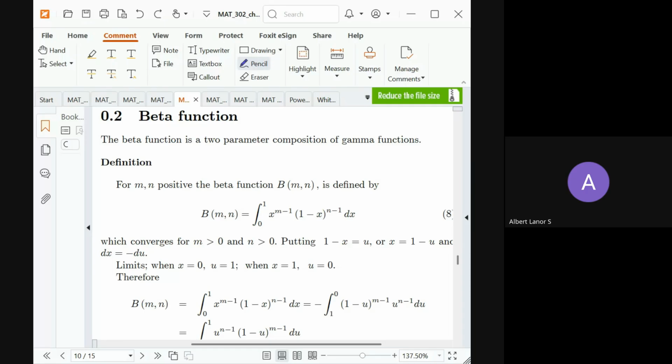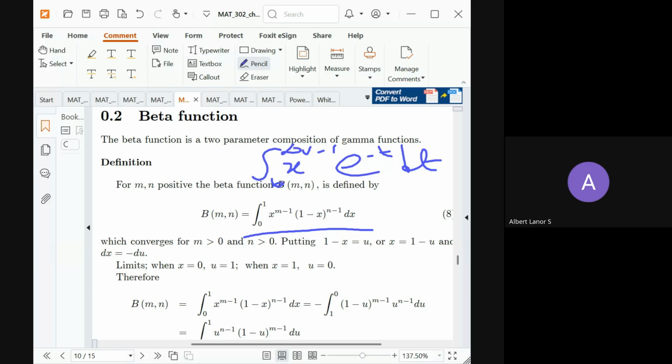All right, so for positive m and n, you're going to have this one. Now remember that the gamma function was like this: you have t to the power x minus 1, e to the minus t, from 0 to infinity. Then the beta function is like this: x to the power m minus 1, 1 minus x to the power n minus 1, dx. Now this will converge for m greater than 0, n greater than 0.